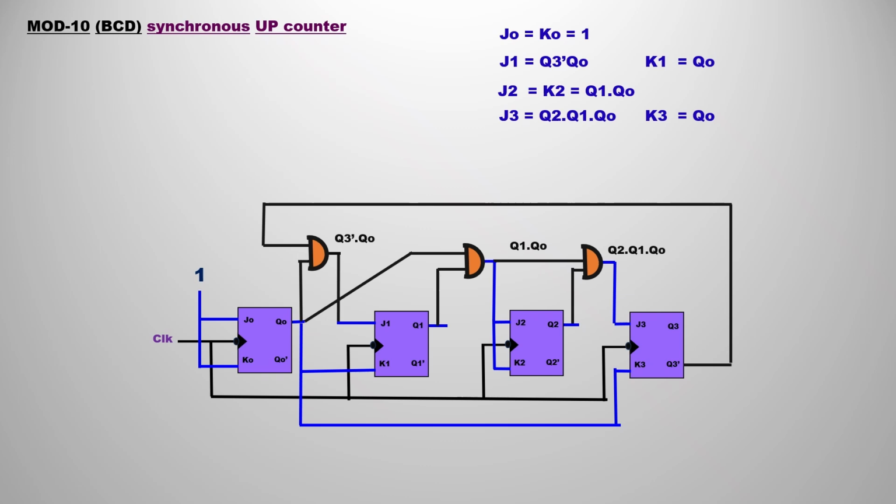Basically it will count from 0 to 9, total 10 states. If you observe the J0, K0 expressions, both are equal to 1, so they are connected to 1. For J1, K1, J1 is equal to Q3 bar Q0, so in between we have an AND gate. I took Q3 bar from the last flip-flop and attached it to the AND gate. I took another input, that is Q0, and attached it to J1. And for K1, simply take Q0.